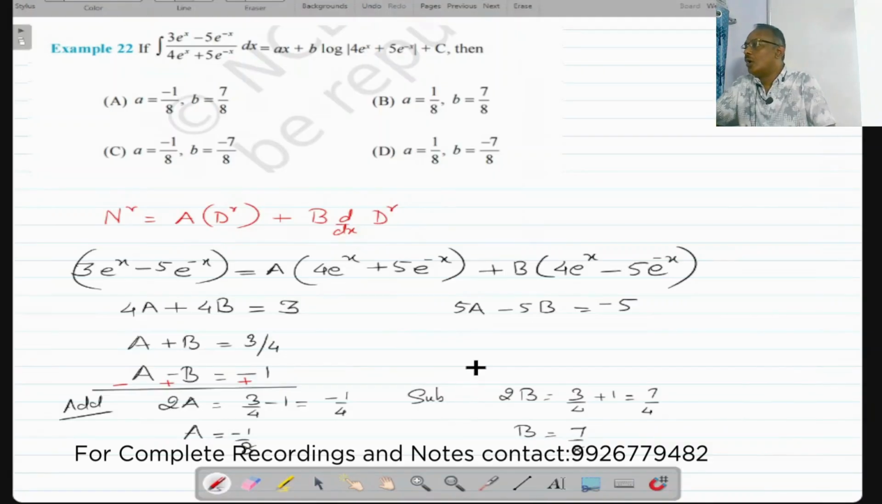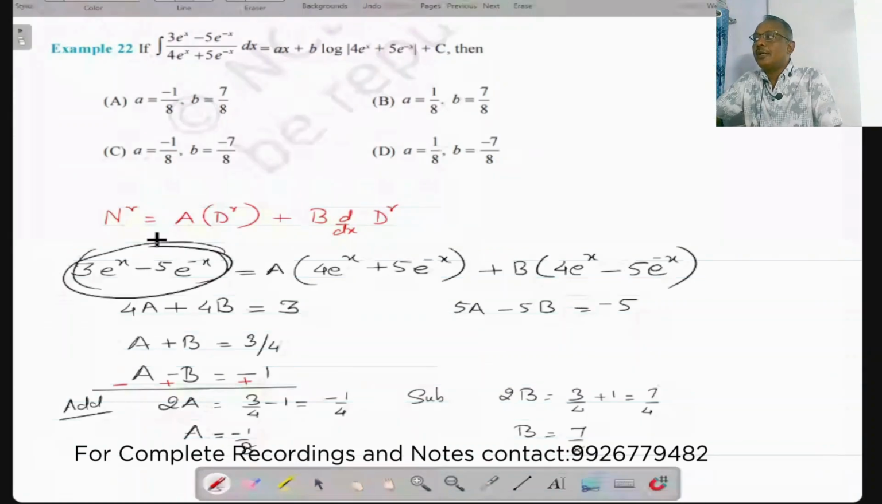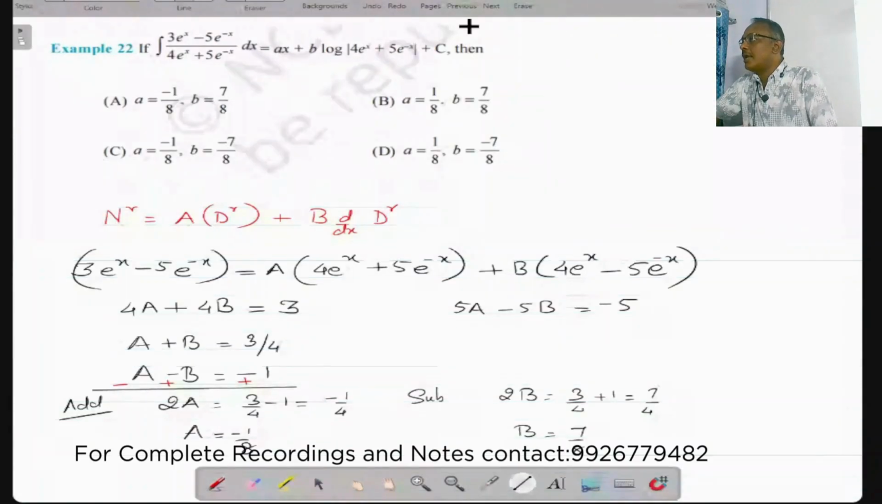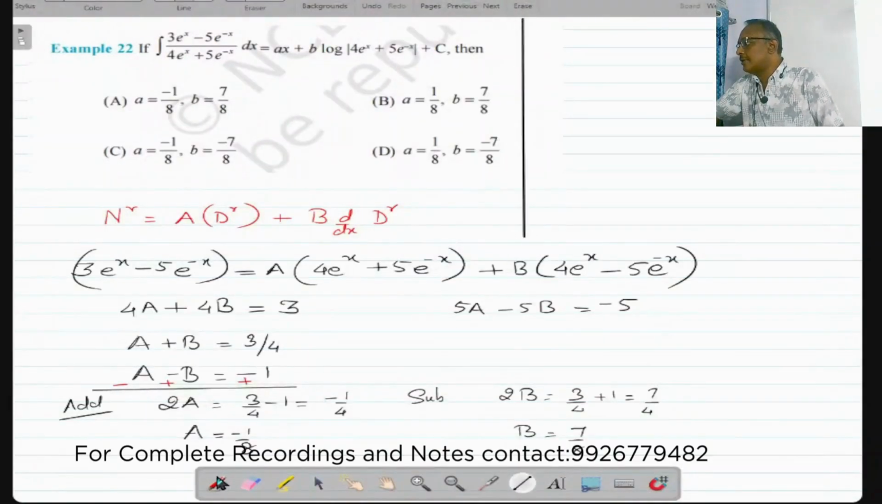b का value becomes 7 by 8. Why did we do all these natak? We did this because this numerator can be written as a times, what is a? Minus 1 by 8 times of 4 e to the power x plus 5 e to the power minus x.